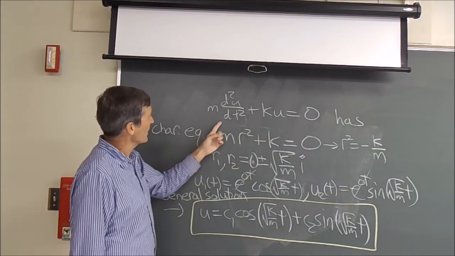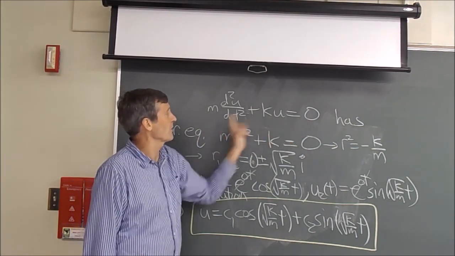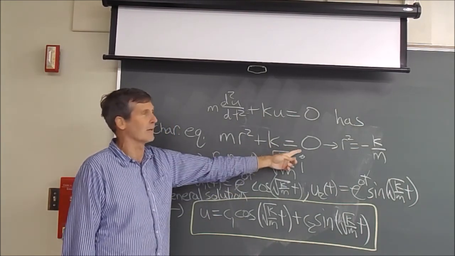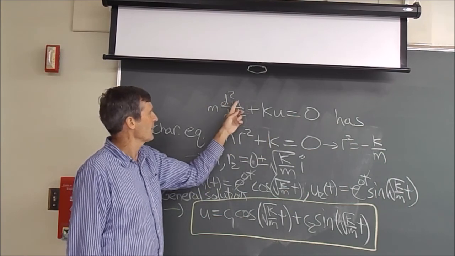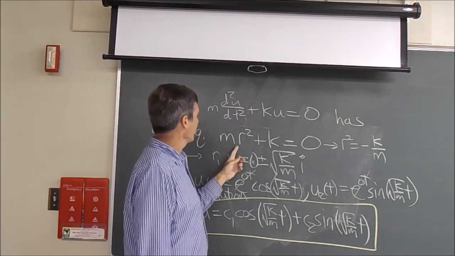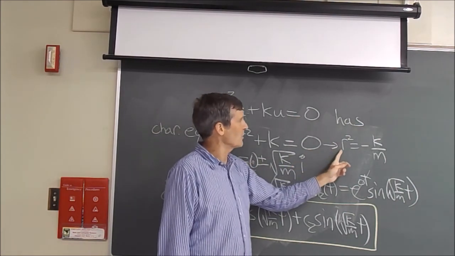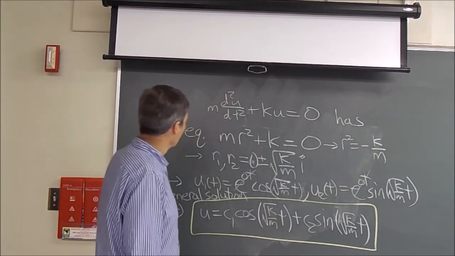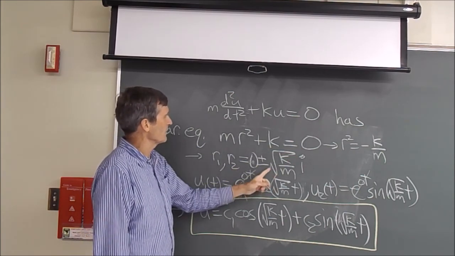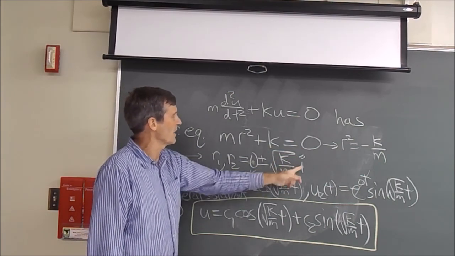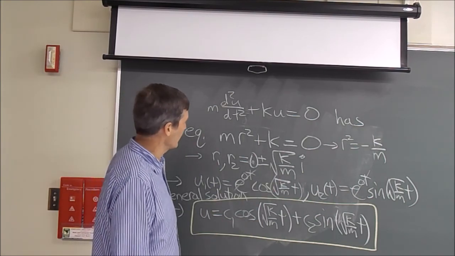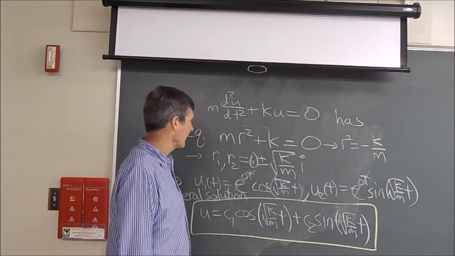The characteristic equation for this homogeneous second order equation with constant coefficients is mr squared plus k equals 0, right? Replace u with 1 and second derivative with r squared. And so we subtract k and divide by m, we find that r squared is minus k over m. And so r1 and r2 must be plus or minus the square root of that, which is 0 plus or minus square root of k over m times i. Pure imaginary solutions.